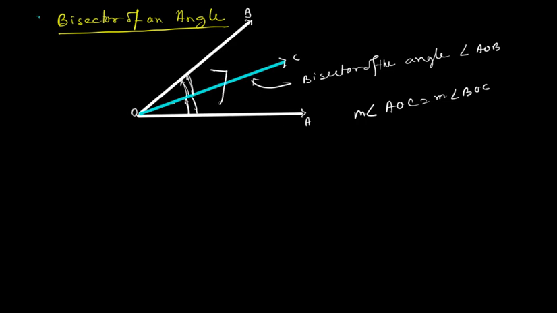These two are equal in measurement. That's why this OC is called a bisector. We know bisector means something which divides into two, so it divides something into two equal parts. So the bisector of an angle is a line which divides the angle into two equal parts. The bisector of a line means a line which bisects the given line into two equal parts. Whenever you have a bisector, it means it will divide the given thing into two equal parts.